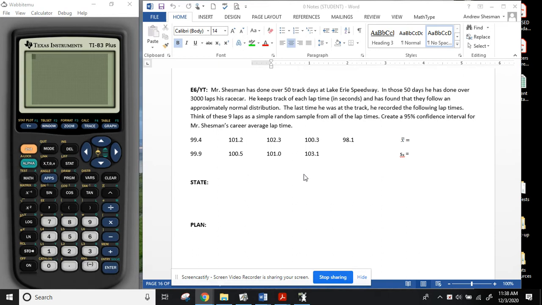So as we've always done since the beginning of the year, to enter data, hit stat, edit, and let's put those numbers in L1. And you're just going to type them all in and hit enter after each one. The order here does not matter because it's only one list, only one variable. So it does not matter the order that you put them in. So just go through as you're following along with me and type each of those numbers in. When you're done, you should have entered in 9 numbers.